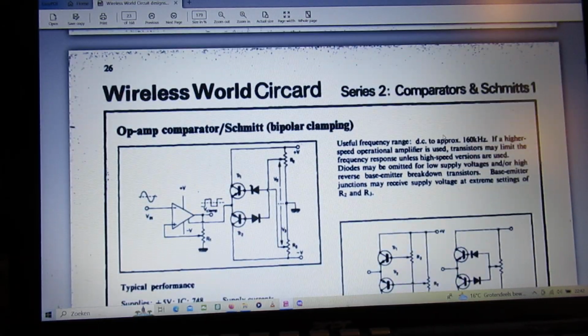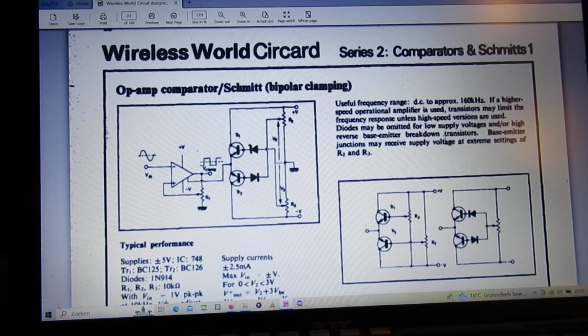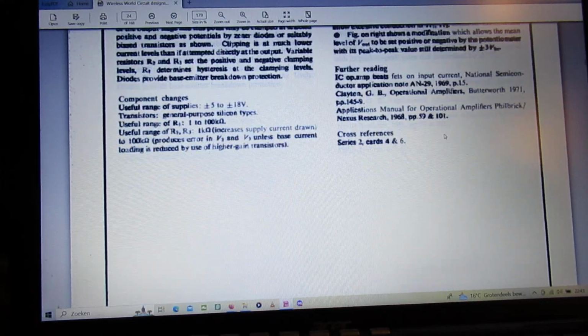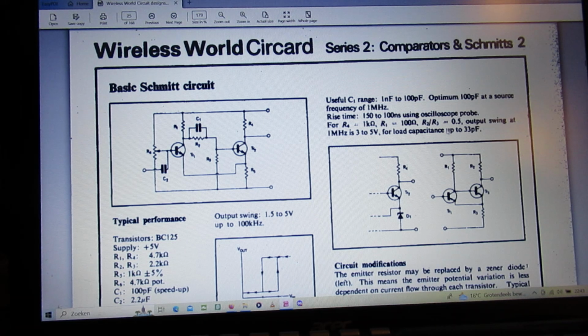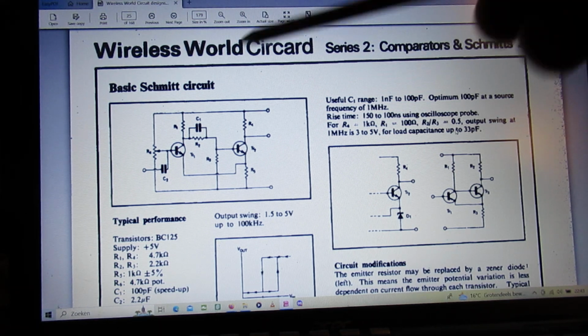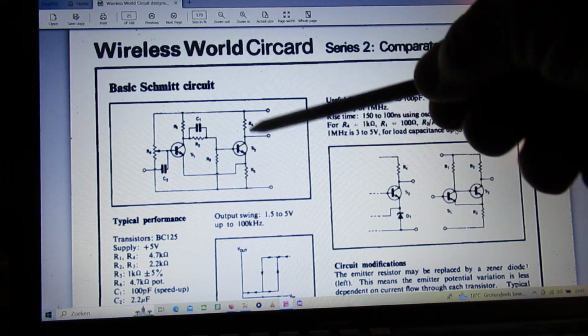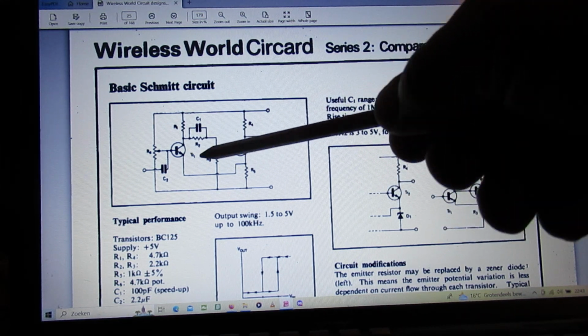Well, here are some things. Bipolar clamping, I don't know what it is, so I skip it. There are of course many interesting things to tell. This is the basic Schmitt trigger circuit. When you have studied or watched my videos from the past, you will surely have seen this circuit. This is the basic Schmitt trigger circuit.